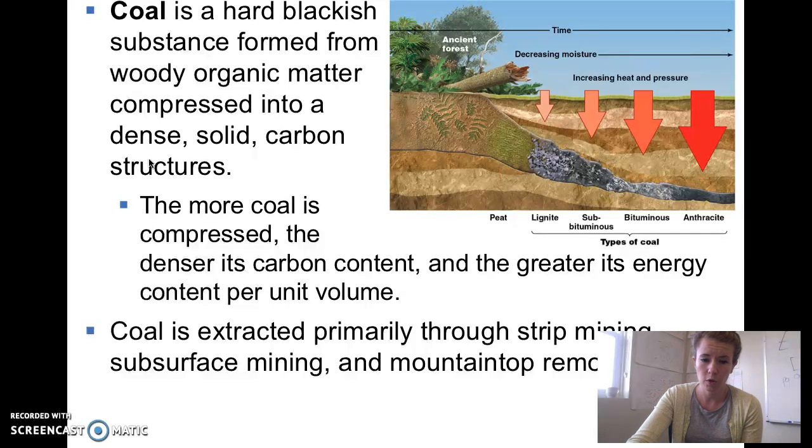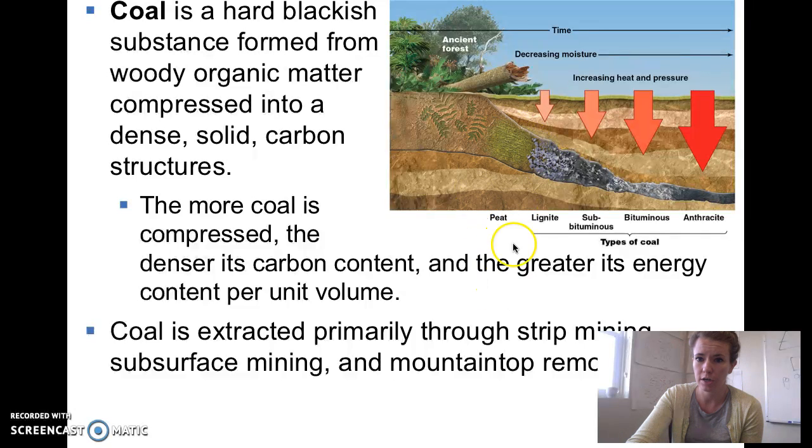The more coal is compressed, the denser its carbon content and the greater its energy content per unit volume. So basically, coal is normally made when water is squeezed out of material as temperature and pressure increase over time and little decomposition takes place. So here's an ancient forest, something died, and then over time, pressure and heat is applied to it, and that's what adds the energy content.